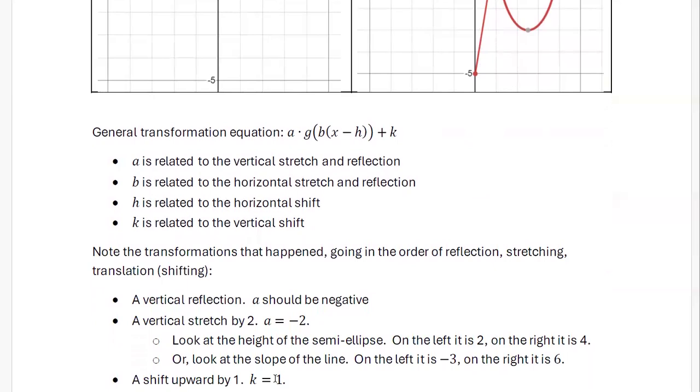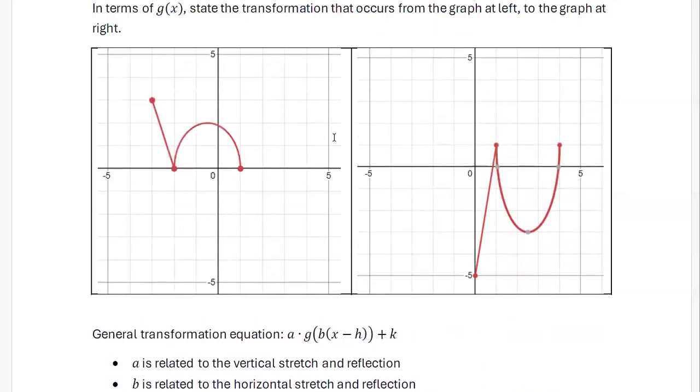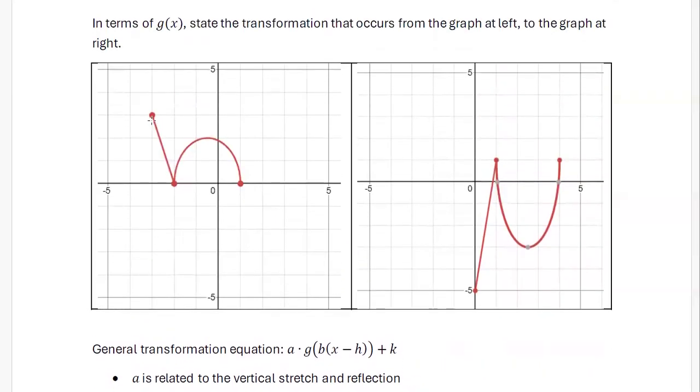All right. So we handle all the vertical. Now let's handle the horizontal, the B and the H. Is there a horizontal reflection? So like did this line segment on the left move to the right-hand side? No. So we know that B is positive.